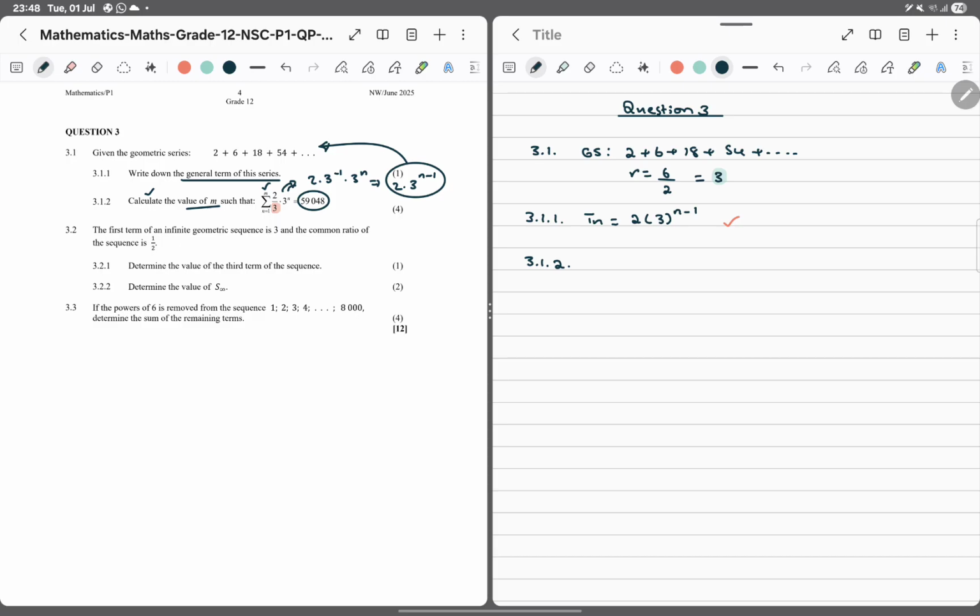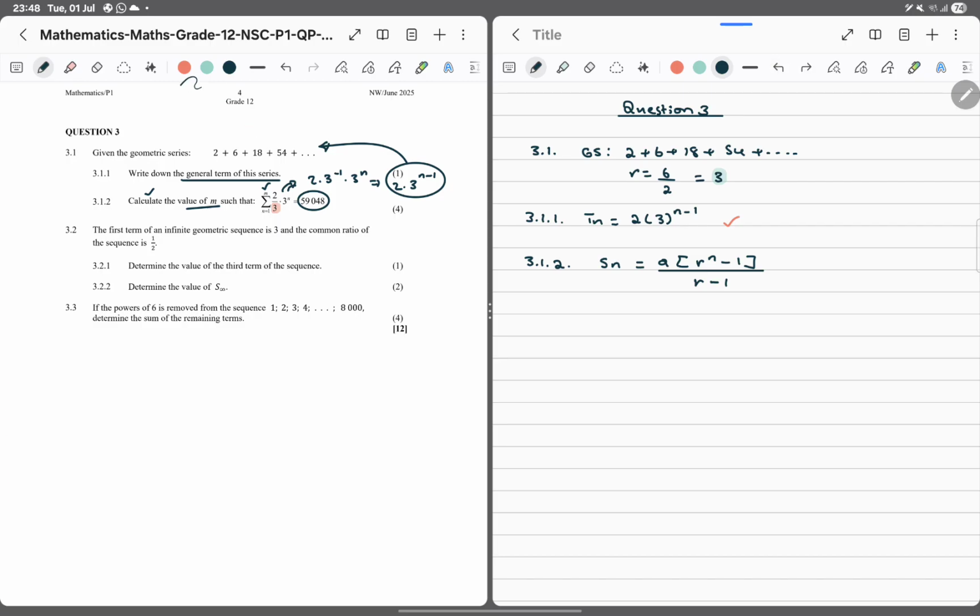And of course, we know that Sn in this case is going to be A into r to the n minus 1, all divided by r minus 1. The reason we're choosing this is because r is greater than 1.